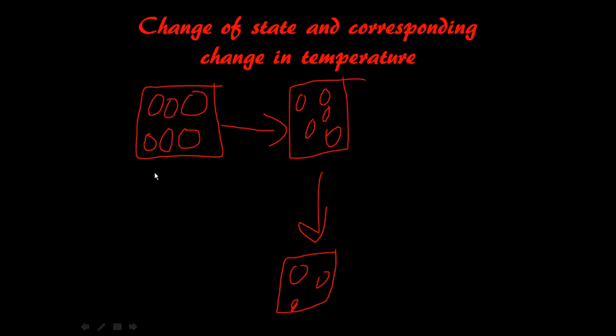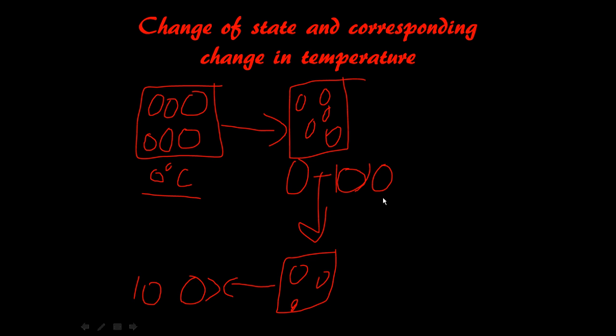Now the temperature of ice is 0 degree Celsius. Temperature of water ranges from 0 to 100, while the temperature of steam ranges from 100 and above. Okay, so the temperature of ice is 0, temperature of water is from 0 to 100, and steam has a temperature greater than 100 degrees Celsius.